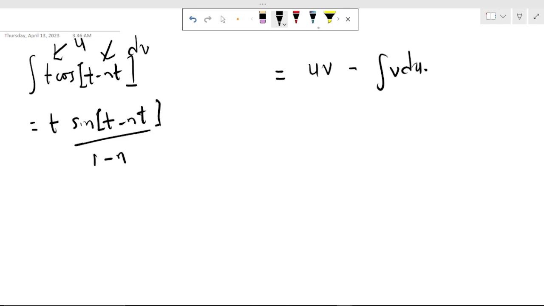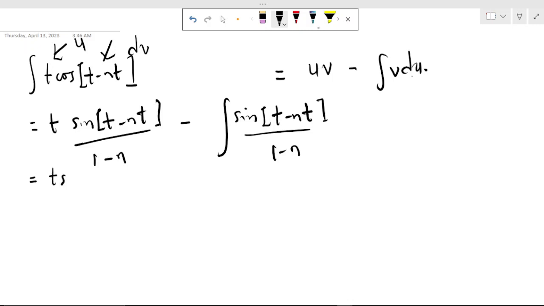How did I get 1 minus n? The differential of t minus nt. Then minus the integral of v, what's our v again? Sine(t minus nt) over 1 minus n, times du. What is the differential of t? That's 1. So here we have t minus nt.